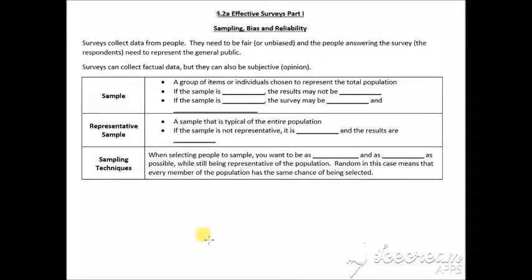3.2a, effective surveys. We're going to cover part 1. So we're going to cover sampling, bias, and reliability. Surveys collect data from people. They need to be fair or unbiased. Okay, same thing, unbiased is fair.